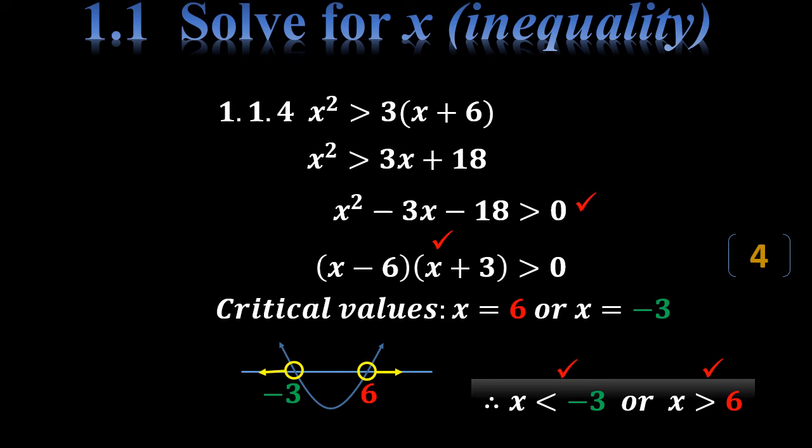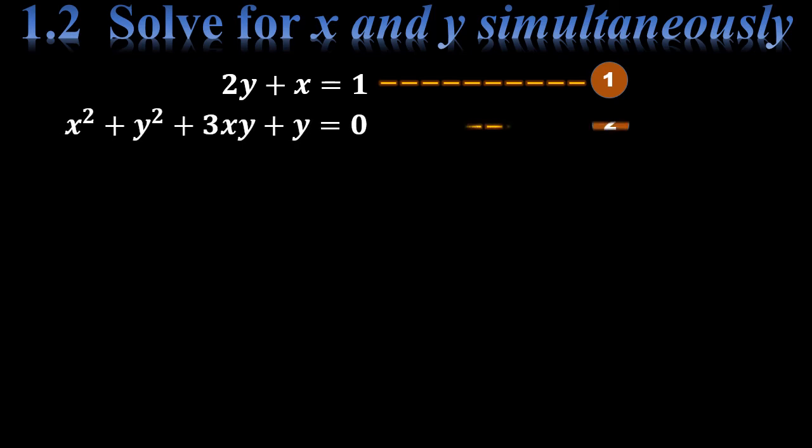I hope you understand. Let's move on. Now let's look at a question where you are solving for x and y simultaneously. You are given, the first thing that you are supposed to do is to actually label these equations. So you will call this equation number 1, and then you have the second one, you also call it equation number 2.